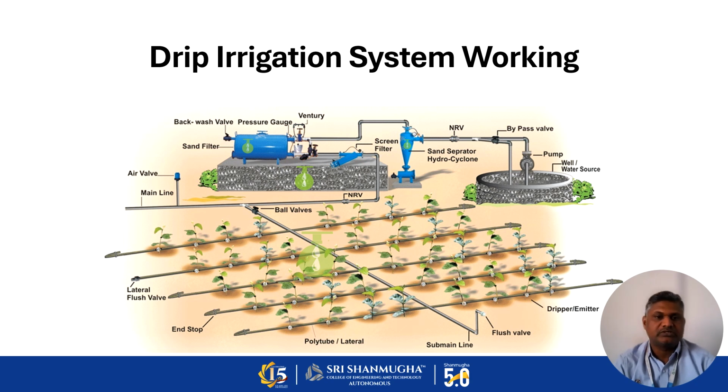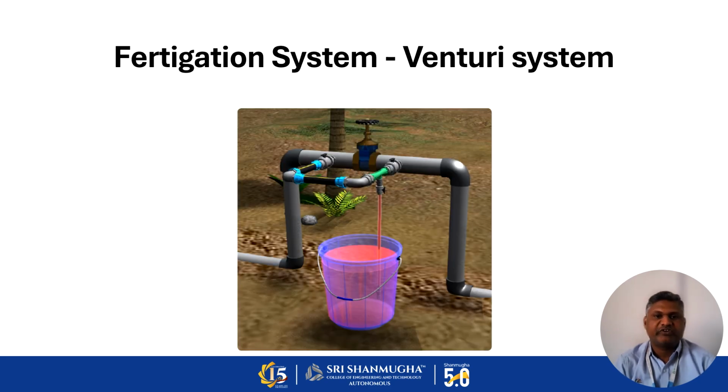Sometimes we use an air valve to release the air bubbles, otherwise water hammer may occur. The submain, laterals and main lines have flush valves at the end of these pipes for flushing out dust particles and others. This is the fertigation system, where I have explained the Venturi system.